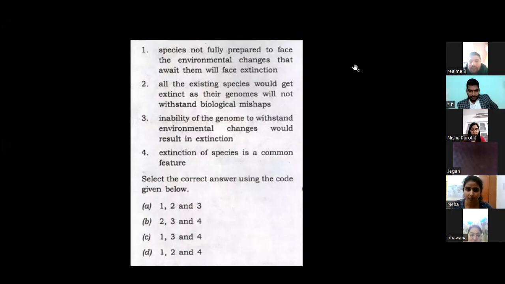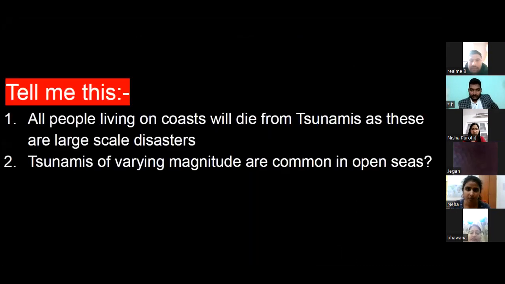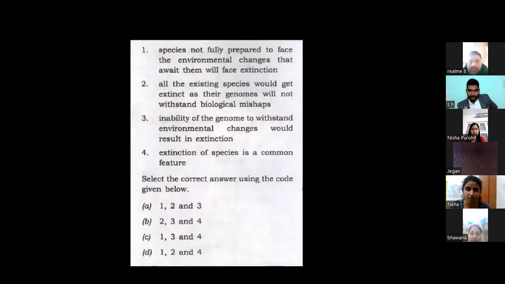Let me ask some other guy here. Amit Mishra. Amit, we have gone through the statements using that very thought process. We'll use that thought process after a moment. First, tell me, statement 1 says species not fully prepared to face environmental challenges that await them will face extinction. Doesn't it feel plausible? First looks correct, sir. First looks very plausible. Correct. Nothing wrong about it.